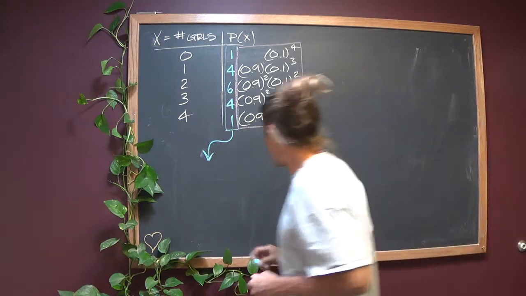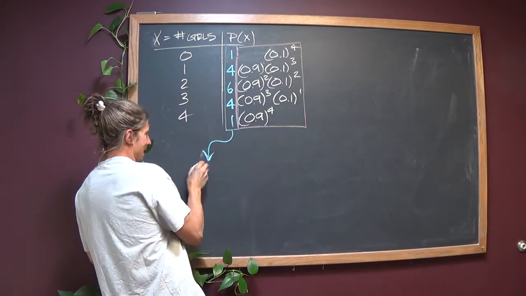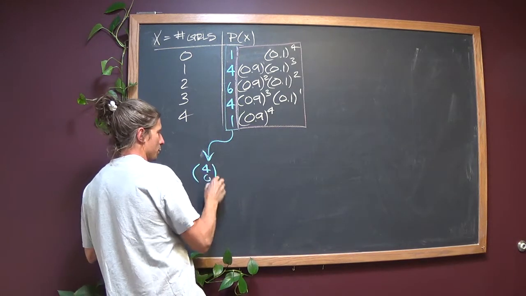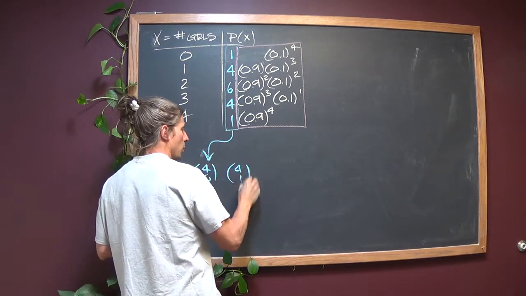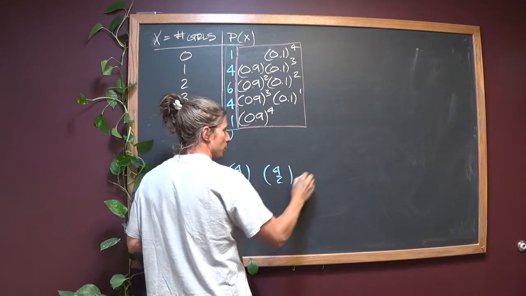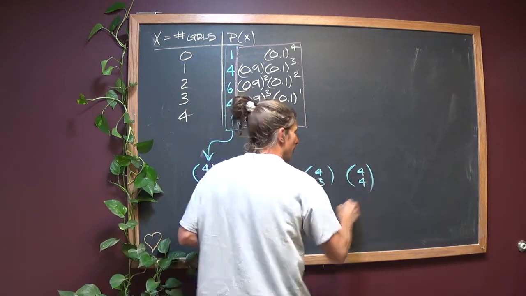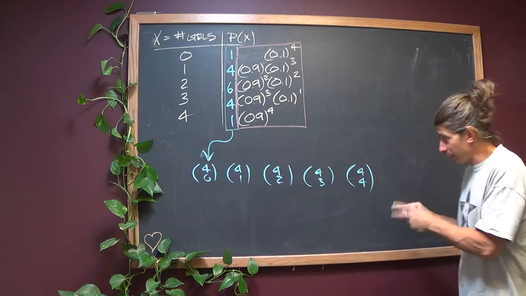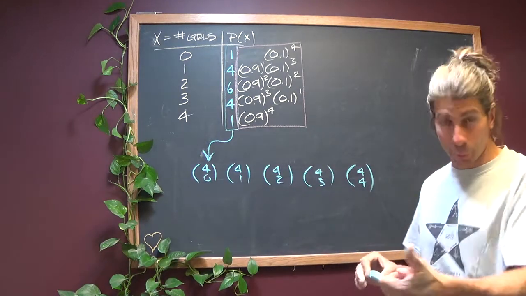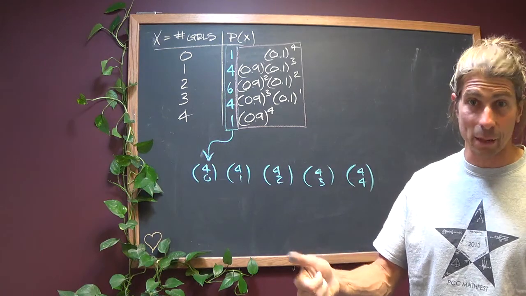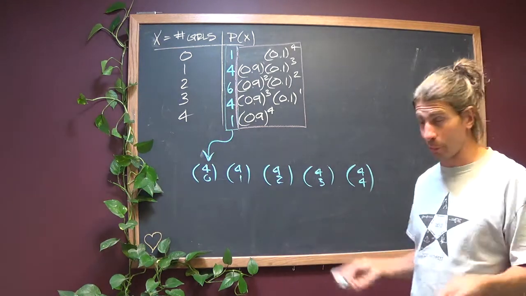Mathematically, the notation for that looks like this: 4 choose 0, 4 choose 1, 4 choose 2, 4 choose 3, and 4 choose 4. Now, you've seen this in a couple places in this class. It was in your supercounting project, and it was also in that Pascal's quiz, if you did that one.